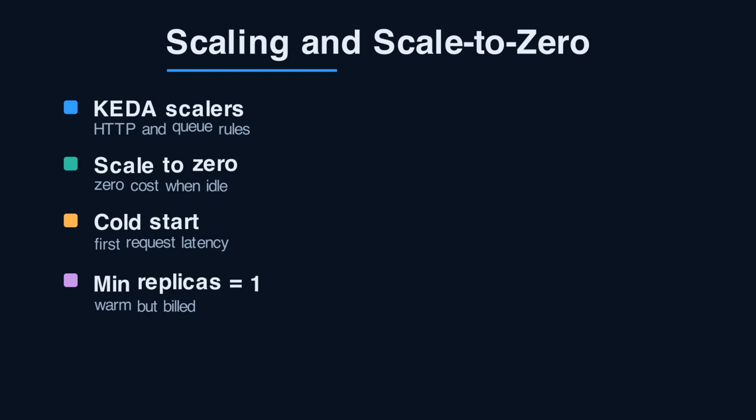But scale to 0 has a real cost: a cold start. The first request after idle waits for a replica to spin up, often a second or several. If that's unacceptable, set minimum replicas to 1 and accept the always-on bill. That's the central trade-off on this diagram.